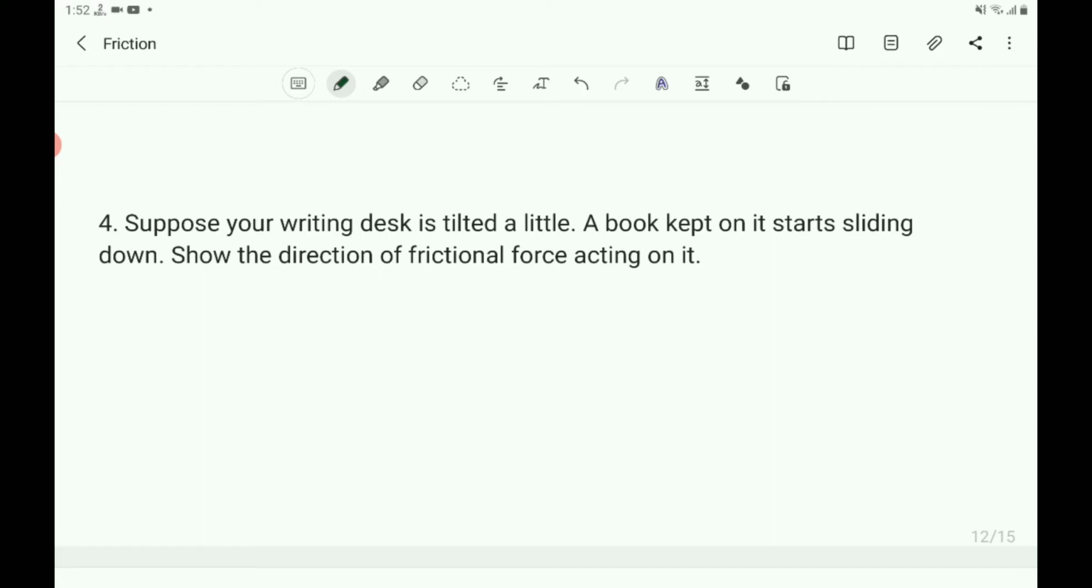If the book starts sliding down, the frictional force acts in the opposite direction of the sliding, so it must be upward. As the book slides down, the force of friction must be in the opposite direction, that must be in the upward direction. So frictional force will act upward, that is the direction opposite to that of the sliding book. So write the answer.